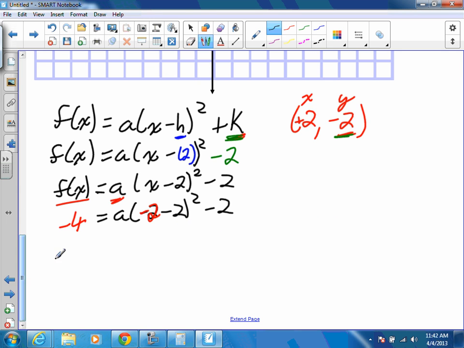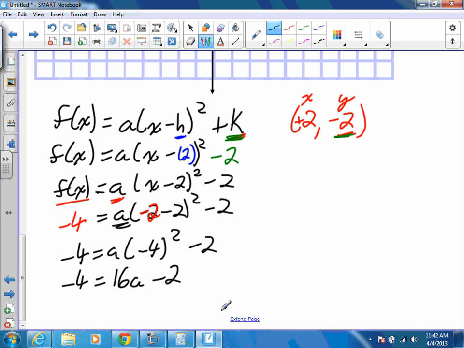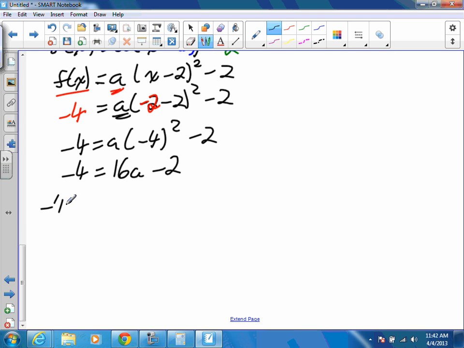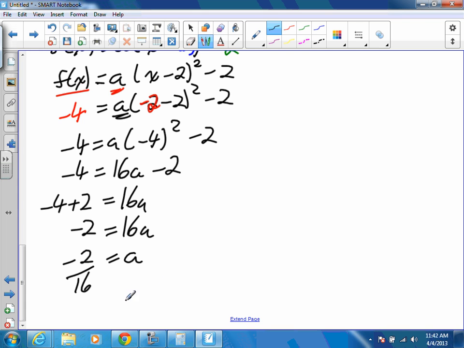So again, the whole goal is just to isolate a so we can find out an a value. We have -4 is equal to a, (-2 minus 2) gives us (-4) squared, minus 2. -4 squared is going to be what? 16. Yeah, so we'll have 16 times a, minus 2. We bring 2 to the other side, what does it become? +2. We're going to get -2 is equal to 16a. And when we bring 16 over, we'll get -2 divided by 16, or -1/8 as our a value.